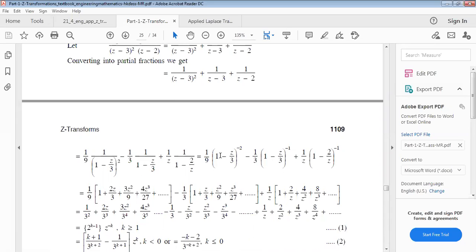Now this is a series from the binomial theorem, which can be written as 1 plus 2x plus 3x square plus 4x cube, like this series. If you try to remember from intermediate, you must know this series: (1 minus x) to the power minus 2. What was the result? 1 plus 2x plus 3x square plus 4x cube, like this series. Then this is also (1 minus x) to the minus 1. This is a very easy series: 1 plus x plus x square plus x cube, dot dot up to infinity, plus 1 by z.